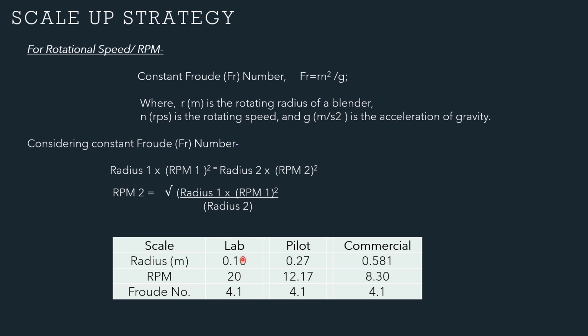So this is an example. We will see how we have calculated it. The radius value is an arbitrary value, just put in for a correlation example. For example, in the lab scale the radius is 0.1 meter and the RPM is 20 RPM. It is optimized, so we calculated the Froude number. I will show you in an Excel sheet how to calculate. Then when we went for the pilot, we kept the same Froude number. By that we calculated the radius by simple physical measurement, and the RPM came around 12 RPM for the pilot. Similarly, it was 8 RPM for the commercial scale.